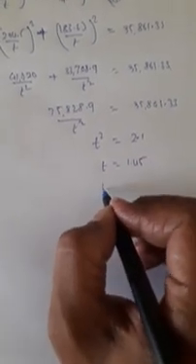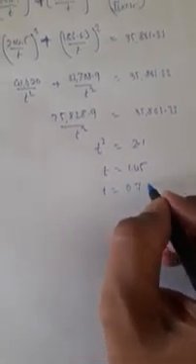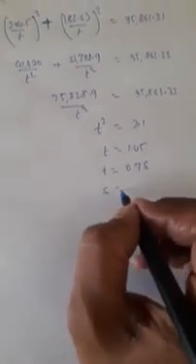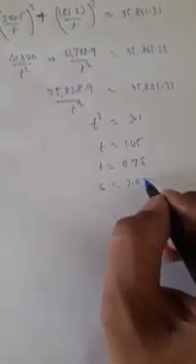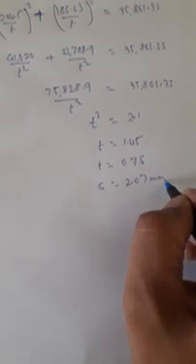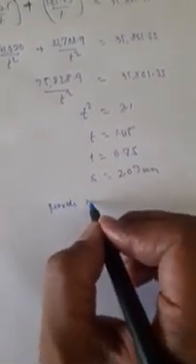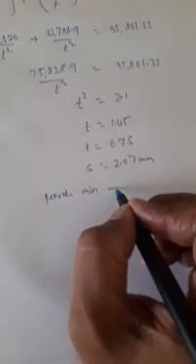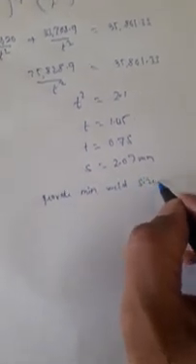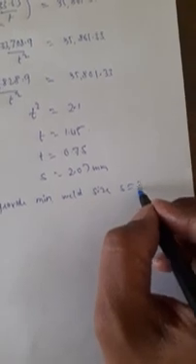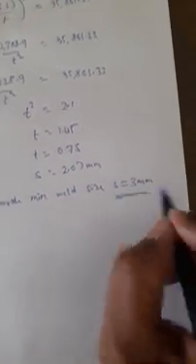We have the equation T is equal to 0.7 S, so S is equal to 2.07 mm. Provide a minimum weld size S equal to 3 mm. This completes the solution. Thank you.